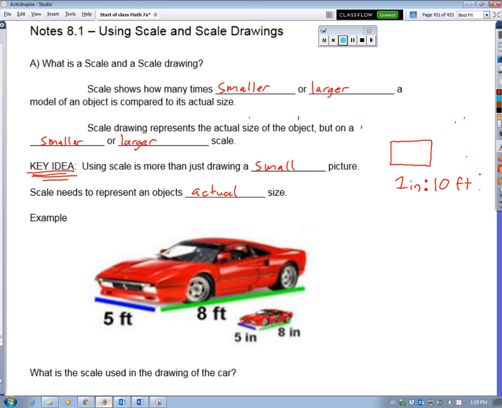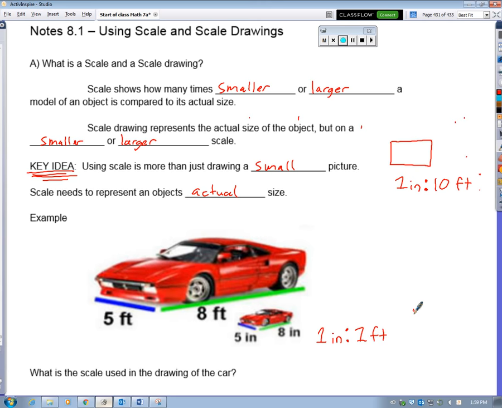Okay, and if we wanted to identify what the scale is used in this drawing of the car, well, since 5 inches here represents 5 feet there, we could say 1 inch on the drawing is equal to 1 foot of the actual car. Okay, that would be the scale model that would represent this car.